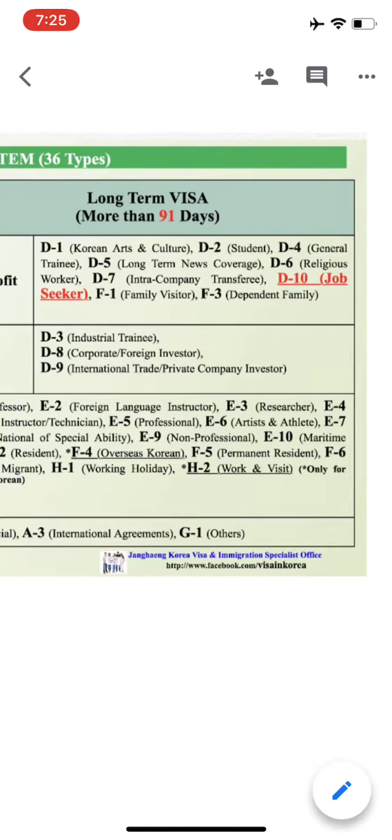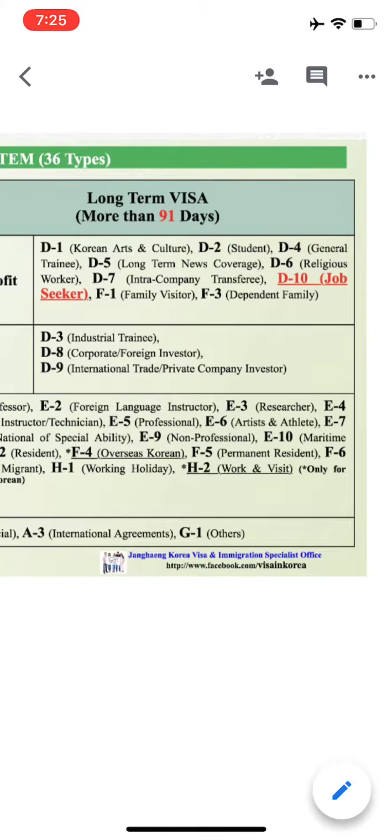Because it is not a working permit visa, right? So D7, intra-company transferee: if a person receives payment from your own country's head office, not from Korea. Can you understand? And D10, job seeker. D10-1 is a job seeking visa, and D10-2 is preparation for the D-4, the startup company visa.